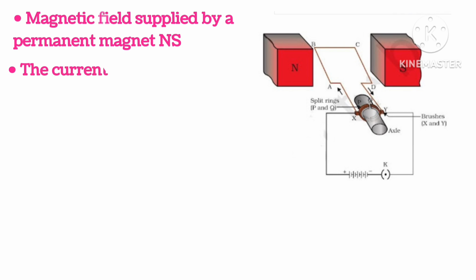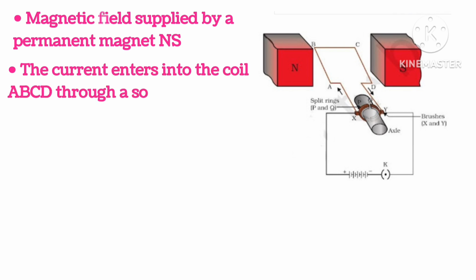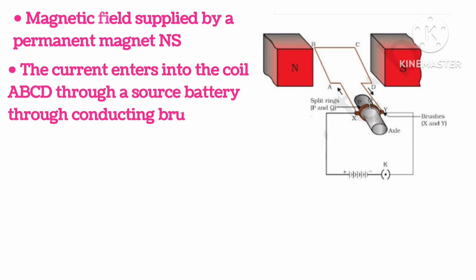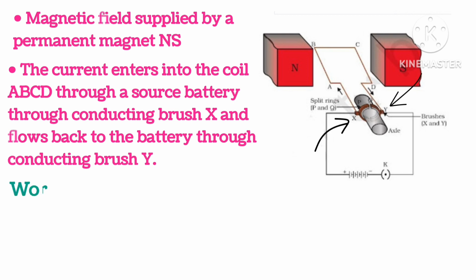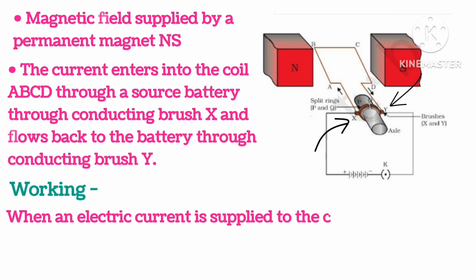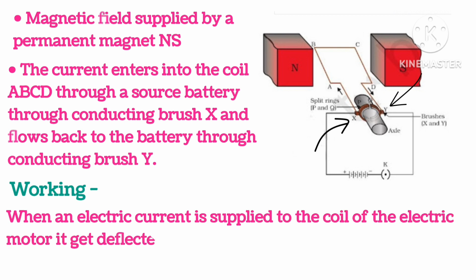As you can see in the diagram, the current enters into the coil ABCD from a source battery through conducting brush X and flows back to the battery through the conducting brush Y. Working. When an electric current is supplied to the coil of electric motor, it gets deflected because of magnetic field.